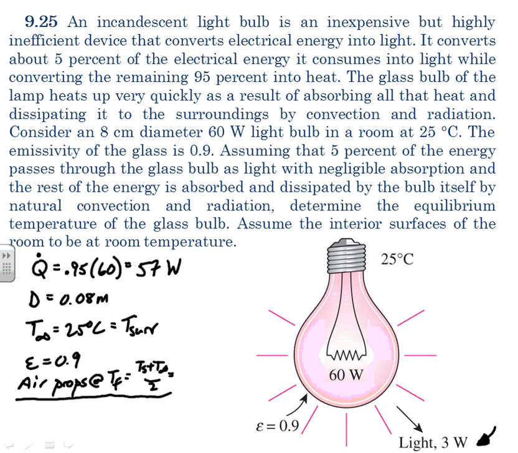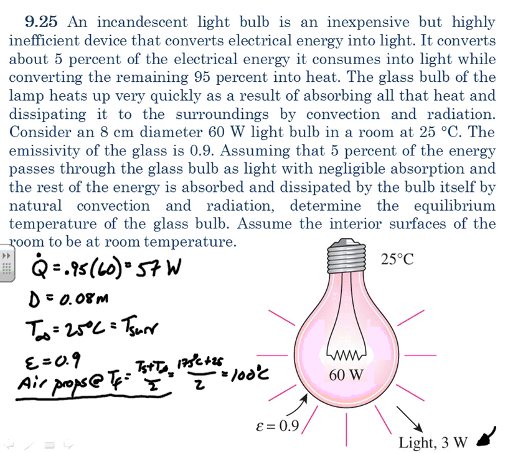Okay, and intuitively, we've all probably touched a light bulb that's been on. We know it's very, very hot. So I'm going to take an initial stab at this and say it's roughly about 175 degrees. So I have 175 plus 25 divided by 2, and I've guessed a convenient surface temperature. So now my film temperature is a nice round number: 175 plus 25 is 200, divided by 2 is 100 degrees C.